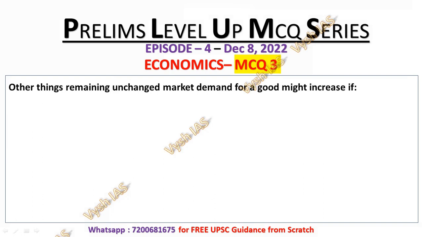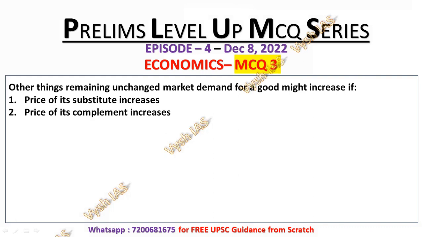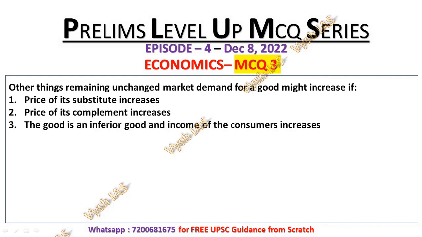Other things remaining unchanged, market demand for a good might increase if... which means that if everything remains neutral, then the market demand for the good will increase. Then what are the conditions in which the market demand for the good will increase? Statement number 1 is: price of its substitute increases. Number 2: price of its complement increases. Number 3: the good is an inferior good and the income of the consumer increases. Number 4: its price falls.